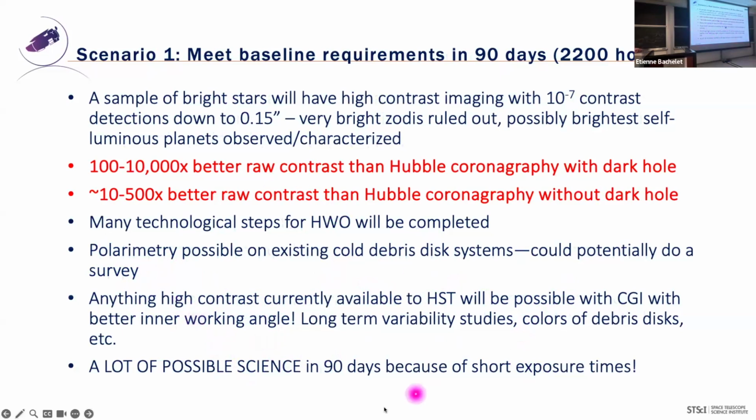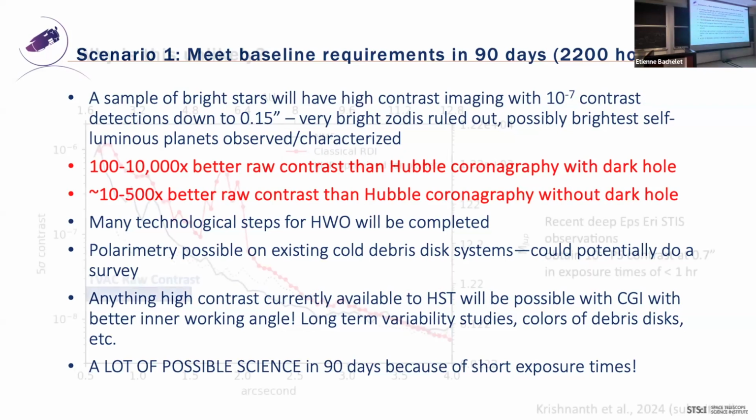So there's a lot of possible science in 90 days because at least in this situation, your time scale for getting to 10 to the minus 7 is pretty short, maybe like 10 hours. That's the requirement. So if you just sort of divide up 2,200 hours by like 10 hours per target and maybe 24 hours per dark hole, you get a few dozen stars that you could potentially look at. So that's not nothing and really exciting.